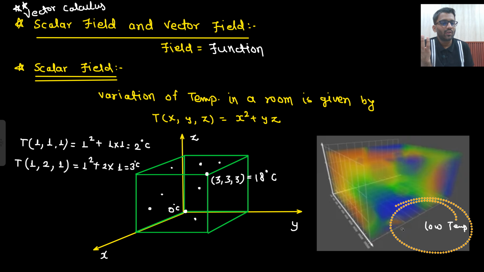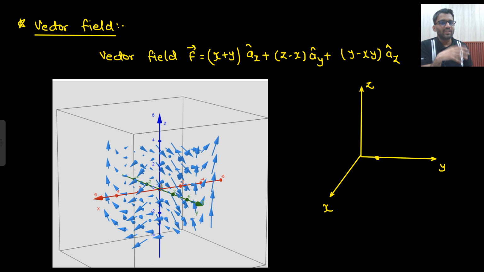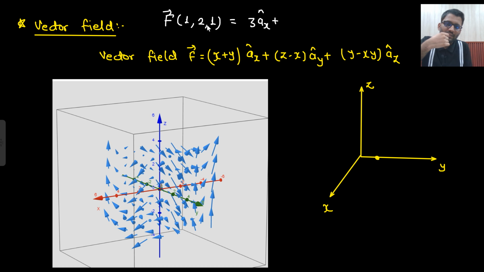What do you think will be your vector field? It will be the same as a scalar field, only vector components will come there. So let's just say this is how I am defining my vector field. So what will be my vector field at point (1, 2, 1)? 1 plus 2, 3 ax plus (z minus x) ay. What would be z minus x? 0 minus 0, that would be 0 ay.